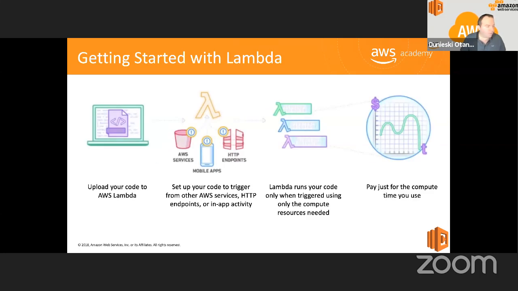What happens with Lambda? What you have to do is just upload your code to AWS Lambda, and that's it. Now the code, you set it up to trigger from other services, HTTP endpoints, or in-app activities. Lambda runs your code only when triggered, using only the compute resources needed, and you pay just for the compute time that you use. If you don't use Lambda, you don't pay for it. It's just for when it's running.